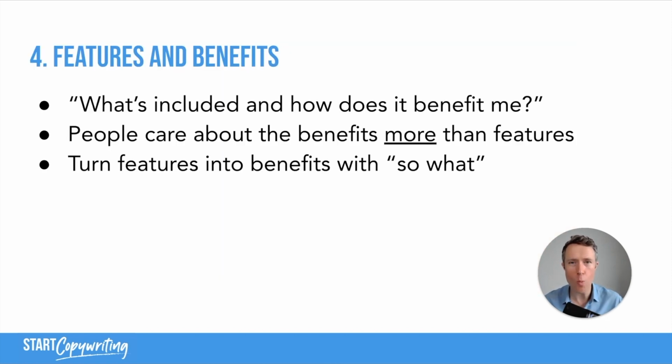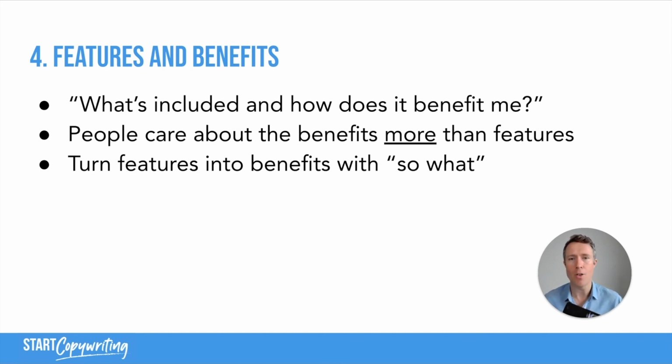Section number 4 of a winning product landing page are the features and benefits. Now, any person that is considering purchasing your product, they're going to be asking themselves, what's included? What do I get? And how do those inclusions benefit me? How does your product, whether it's a digital, a physical, or a software product or anything else, how does it benefit me? And remember, people care more about the benefits of a product than the features, right? Features are necessary to include, but what people really care about is how those features benefit them. So don't just list out the features of a product, the specs.